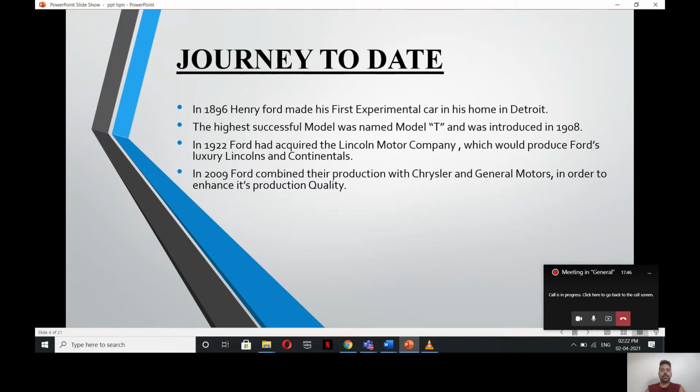quantities. In 1911, he established the industry's first US branch assembly plant and opened the company's first overseas production plant. In 1922, Ford acquired the Lincoln Motor Company, which would produce Ford's luxury Lincolns and Continentals. In the year of 2009, Ford combined production with Chrysler and General Motors in order to enhance its production quality.